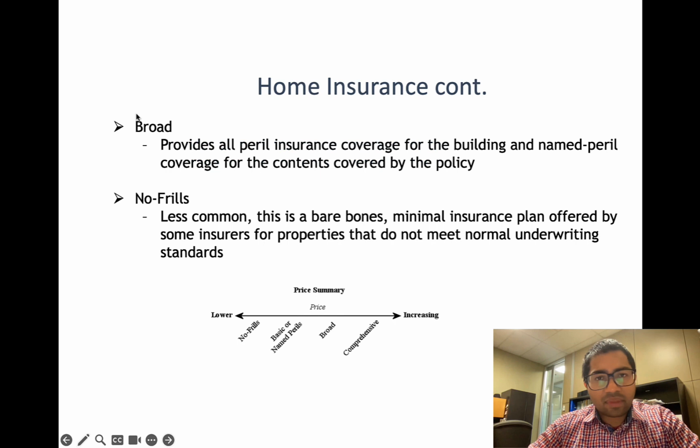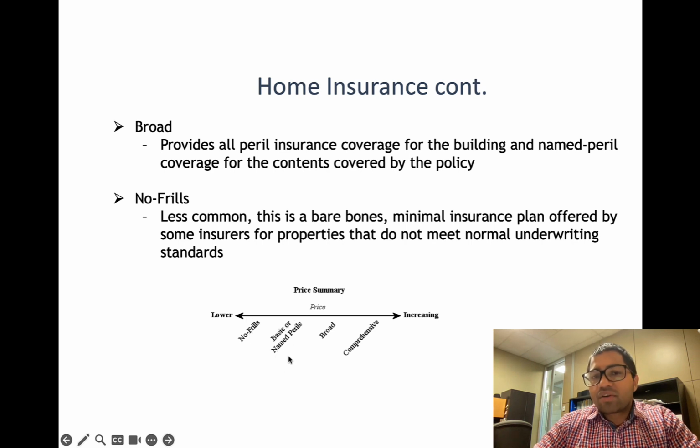Okay, so what is no frills? No frills is the less common, bare bones type of minimal insurance plan offered by some insurers for properties that do not meet normal underwriting standards. If you see the price summary, no frills is the cheapest.